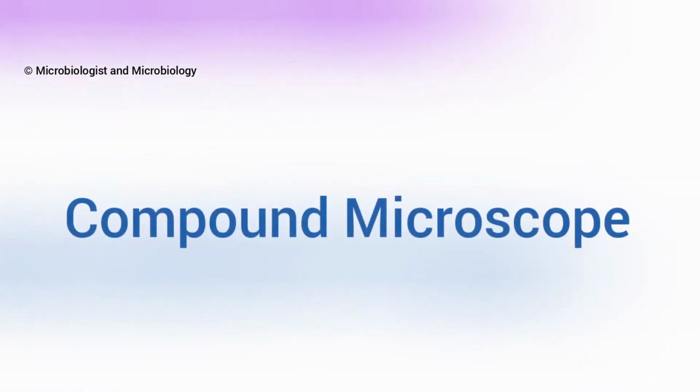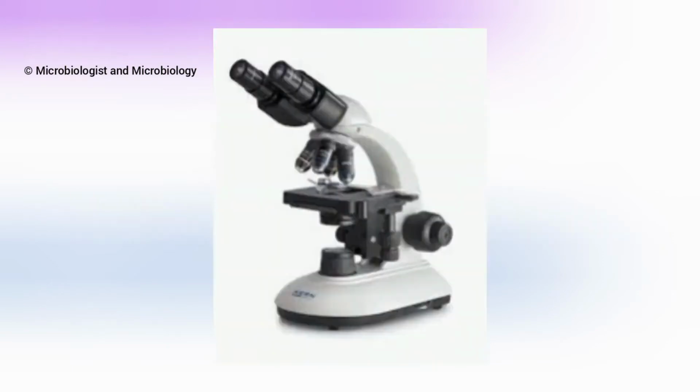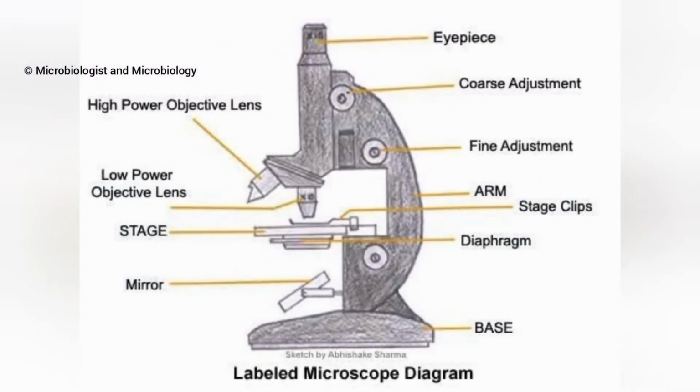Compound microscopes are light illuminated. The image seen with this type of microscope is two-dimensional. This microscope is the most commonly used. You can view individual cells, even living ones. It has a high magnification, however, it has a low resolution.